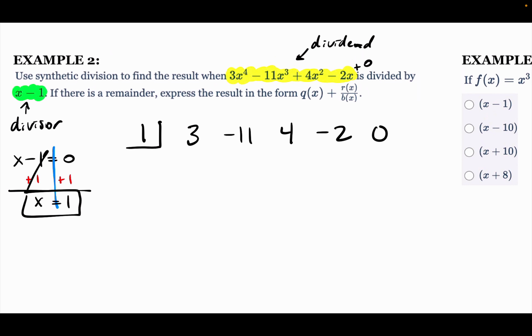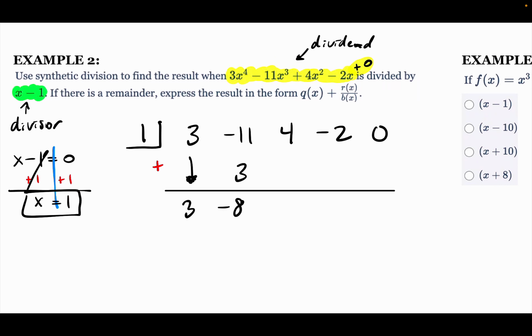Okay? Those are the hard parts. Forgetting to do that is the hard part. Once you do that, now you're just doing: first guy, straight down. Always straight down. Oh, I forgot to put my plus sign here. Okay, so how do I get the next guy? Multiplication. What do I multiply? 3 times 1. What is 3 times 1? 3. Add. What do I get?